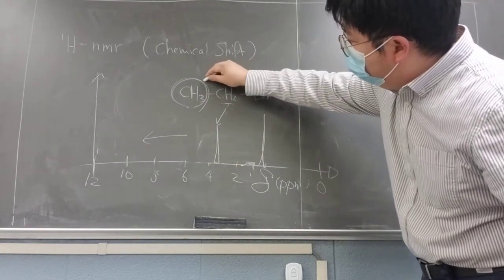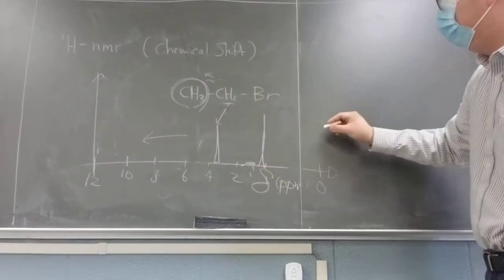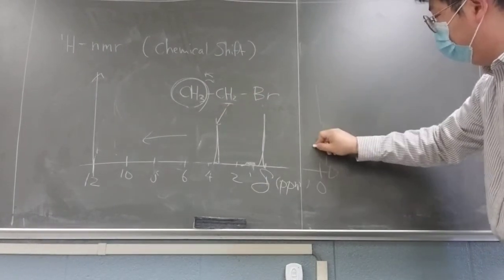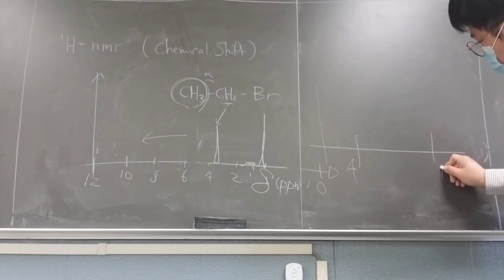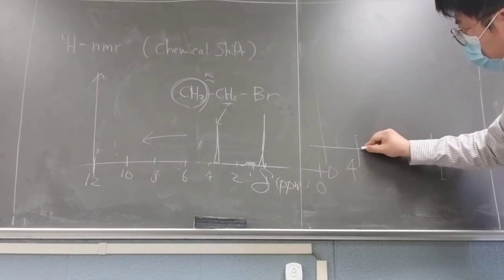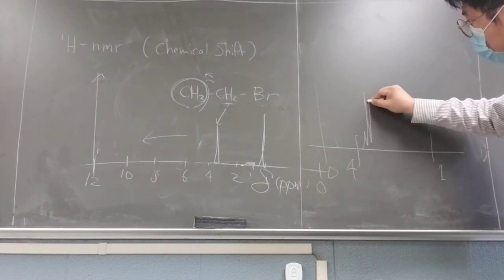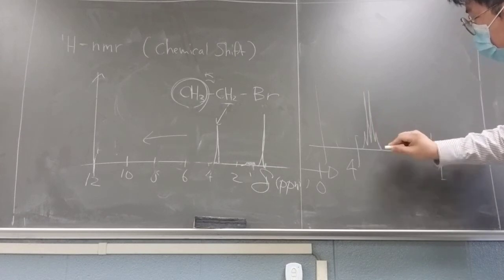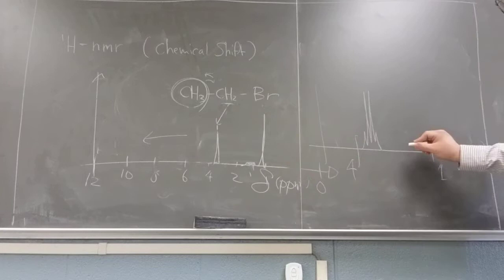Then they're actually going to interfere with each other. So what happens here is, drawing here, this signal is right here, but we'll show you the peak looks like this. Okay? And this one will show you.